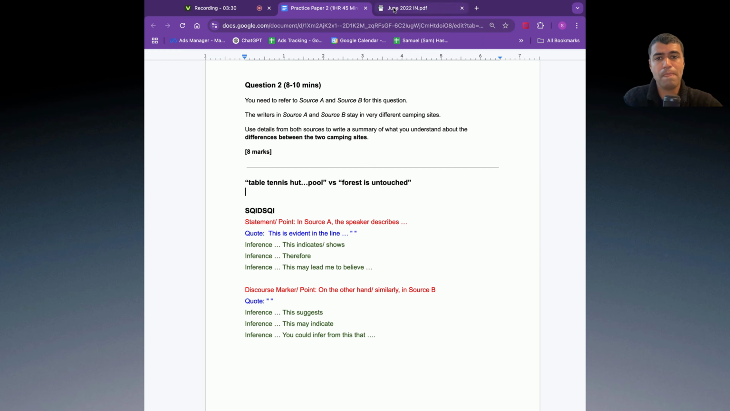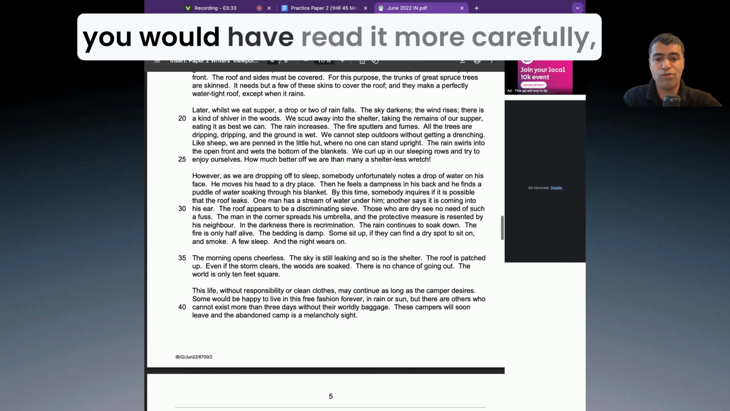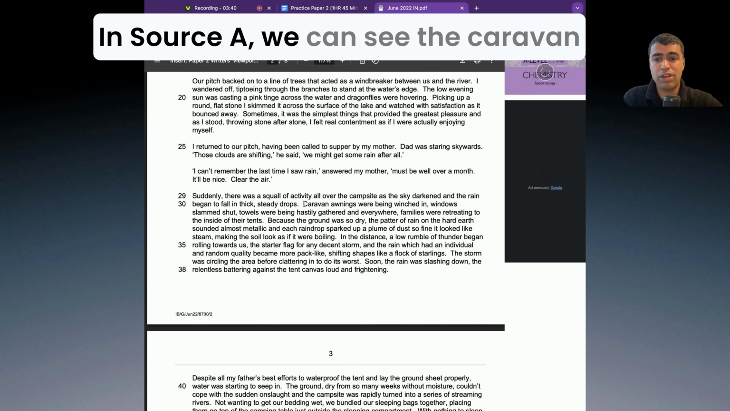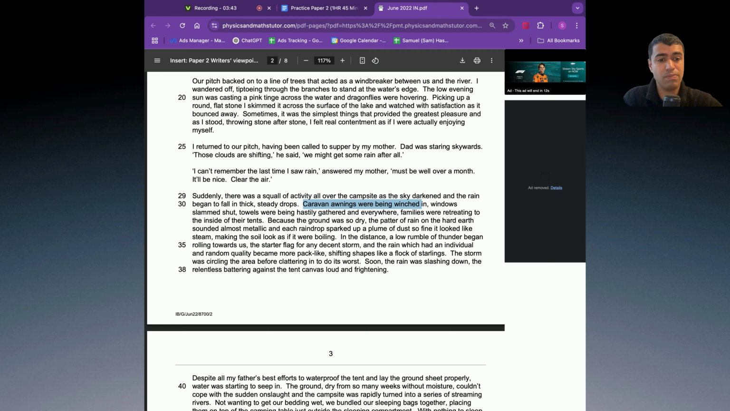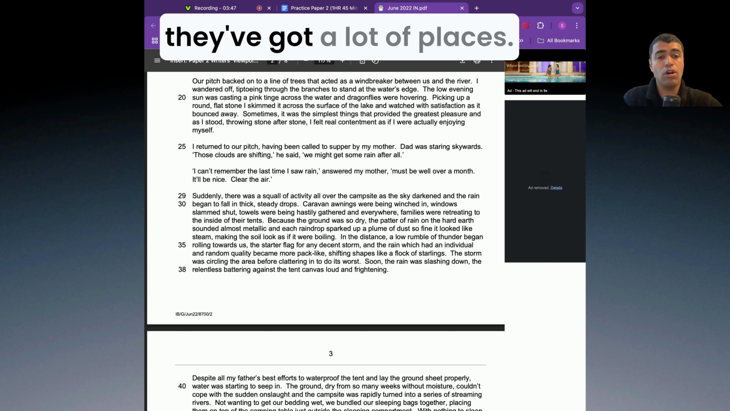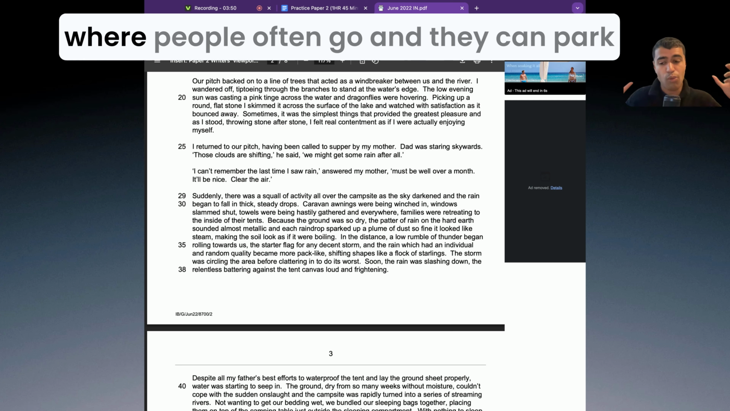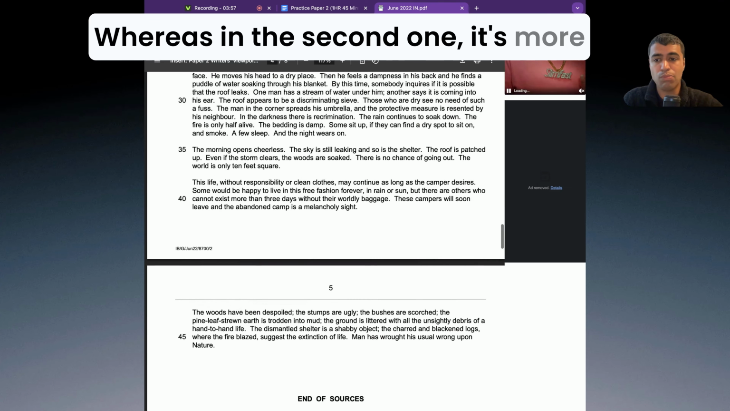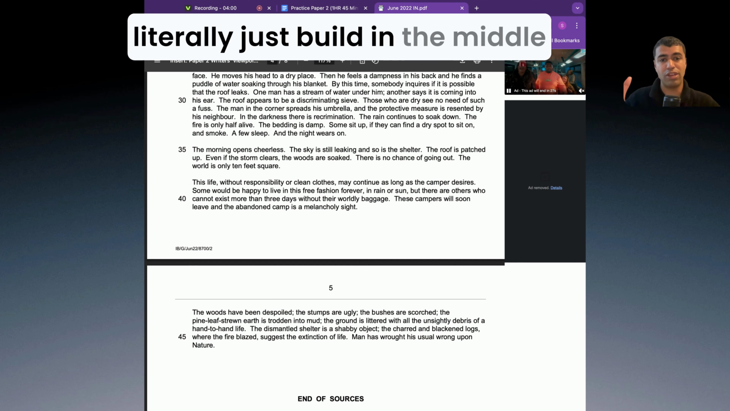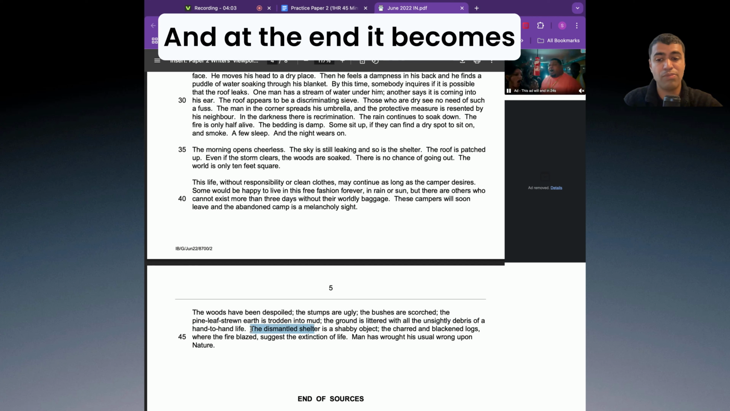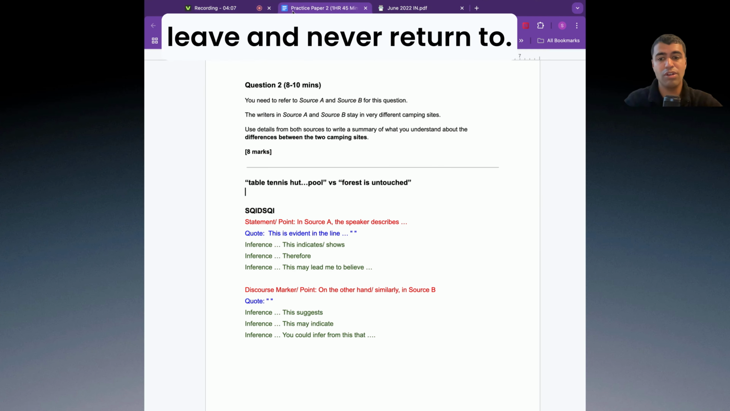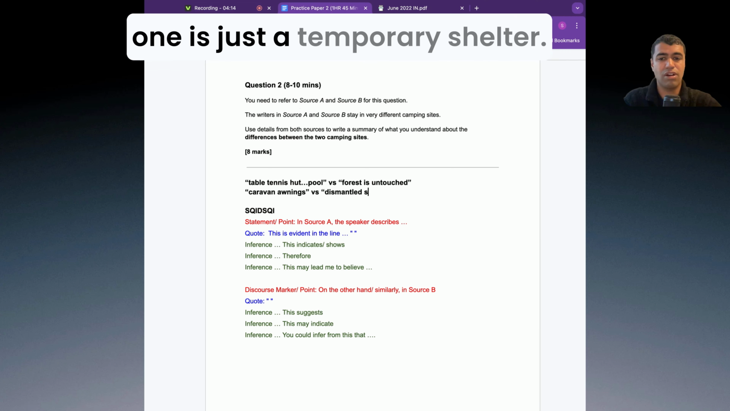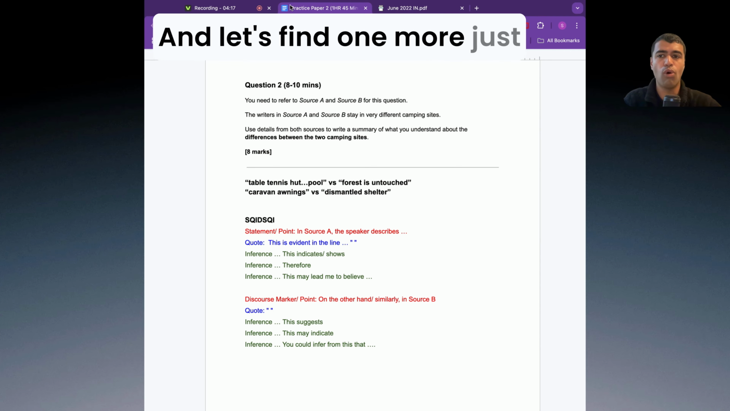One's more developed. If we go in further to source A, obviously you would have read it more carefully, but we can find another aspect. In source A, we can see the caravan awnings were being winched in. So they've got caravans there. They've got a lot of places. There's a proper campsite where people often go and they can park their caravan and stay there. Whereas in the second one, it's more of a temporary shelter that they literally just build in the middle of a forest on the day. And at the end, it becomes a dismantled shelter where they leave and never return to. So one is more permanent with caravan awnings, whereas the other one is just a temporary shelter.